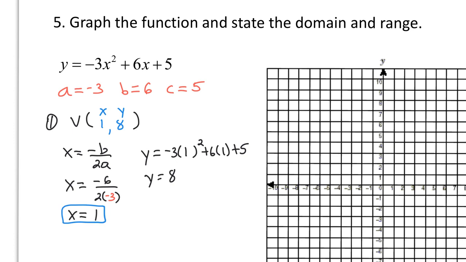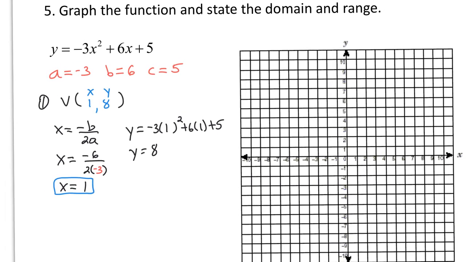So from the origin, I'm going to plot the point 1, 8. So I go 1 to the right, and I'm just going to zoom out here so you guys can see the graph. And I go 8 up. So from the origin, 1 to the right, all the way up to 8. I'm going to make a point right here, and that's going to be my vertex.